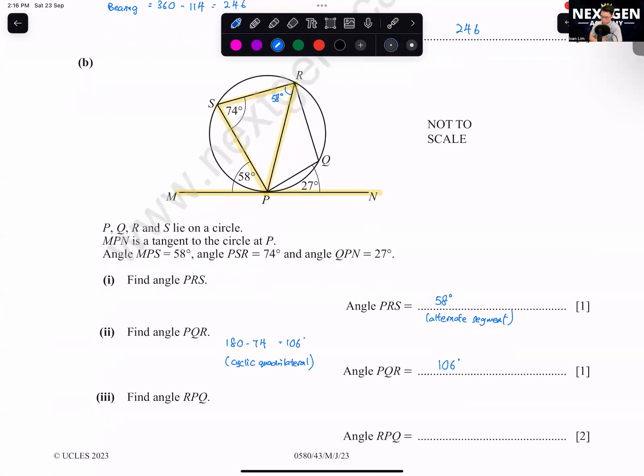Okay, next one. Find angle RPQ. Okay, we plot out this one first. This is 106 degrees up. Okay, angle RPQ. Where's RPQ? How can we find RPQ?